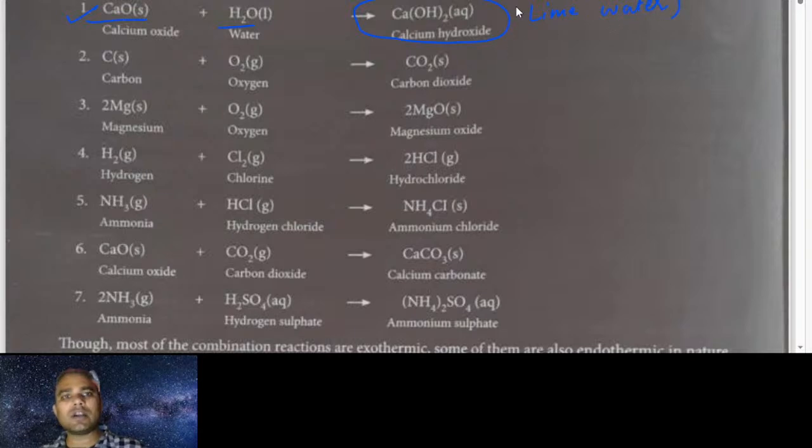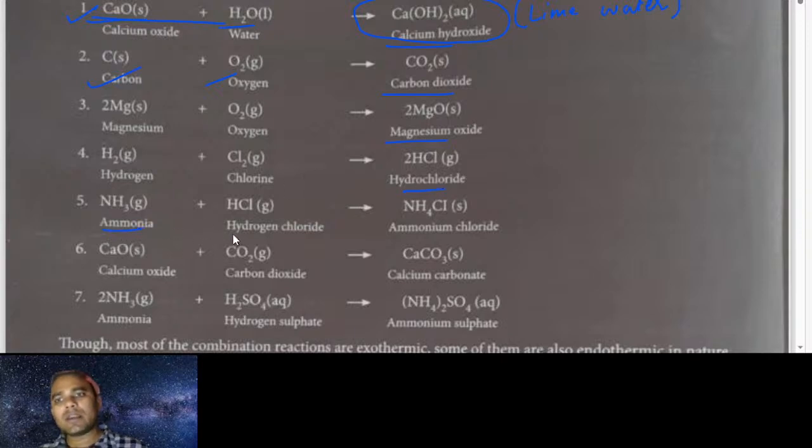Okay, now this is the two species combining to give one, so combination. Carbon plus oxygen gives carbon dioxide. Magnesium plus oxygen gives magnesium oxide. Hydrogen plus chlorine gives hydrochloric acid.